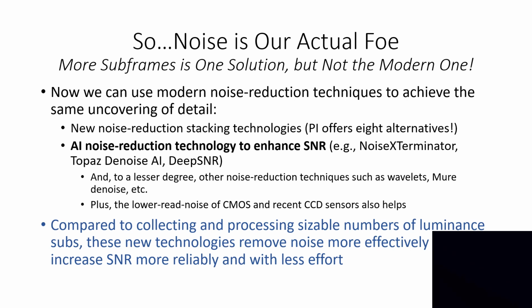And to a lesser degree, there are other noise reduction techniques. There are manipulations of wavelets, and of course, technology in the sensors has improved over the years as well. So, rather than collecting a large number of luminance or a large number of RGB stubs and suppressing the noise by 1 over the square root of n, we can use these technologies to suppress the noise and get, in effect, the same result with less effort, less time spent on the telescope.